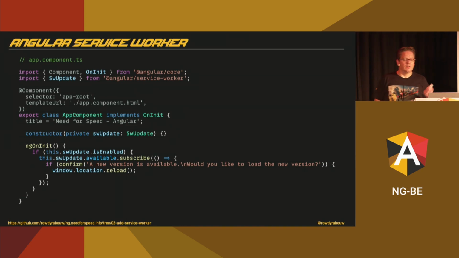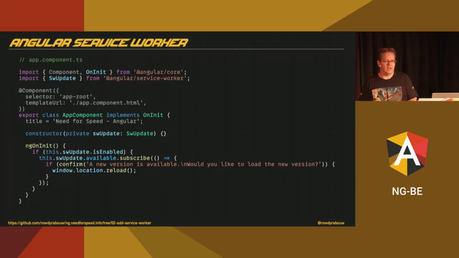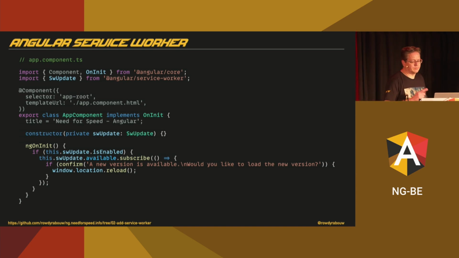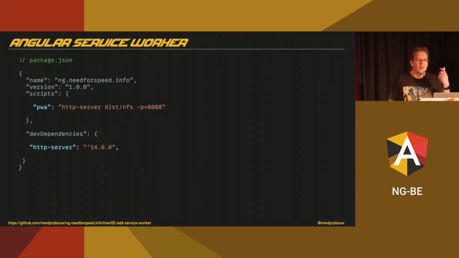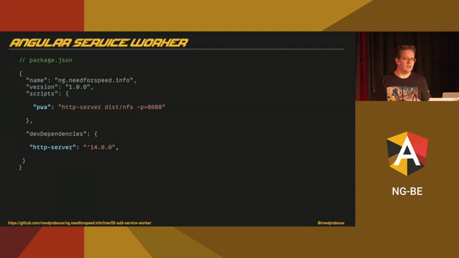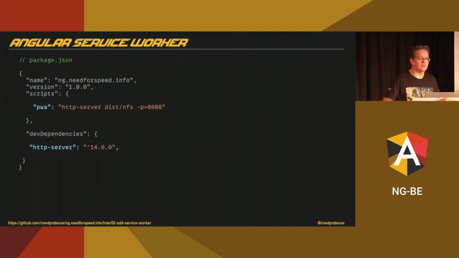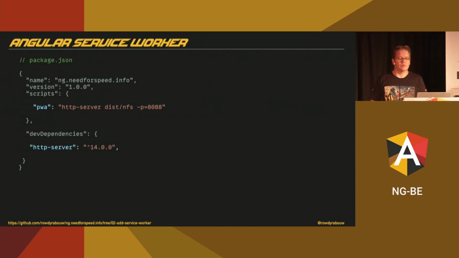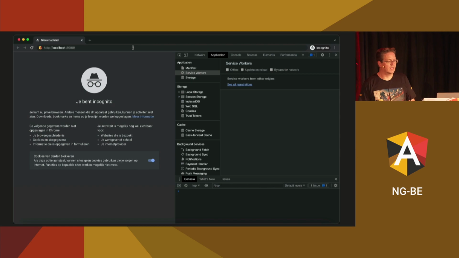Sorry. What I added in the ngOnInit here is I want to have the same interaction with the user, saying, well, there's a new version available. Do you want to reload it? So that's what I did here. In my package.json, you can see there's a new dependency that I added manually, because if you're developing this locally, you can't use ng serve. The PWA, the service worker, won't work, so you need to have a different server running for that. So you can use the HTTP server again. Enough talk, let's see how that works.